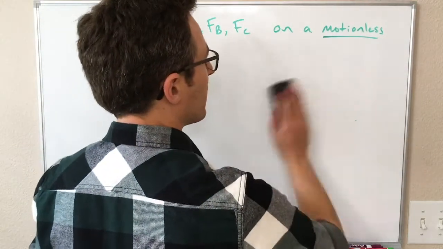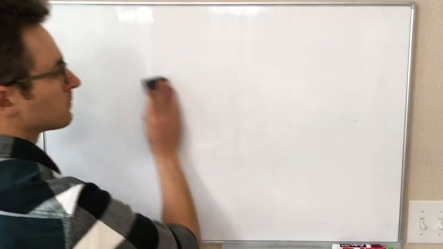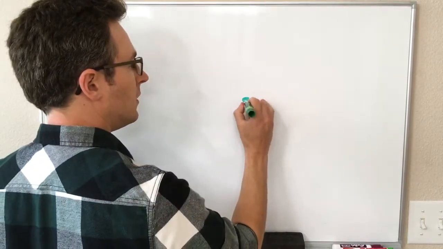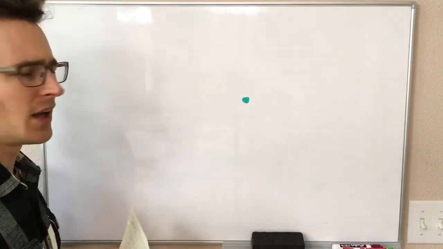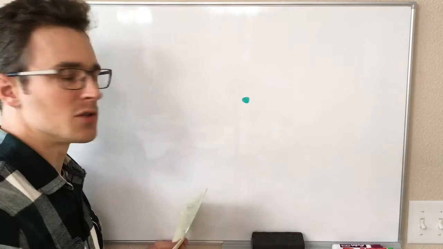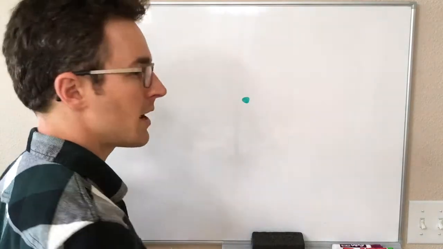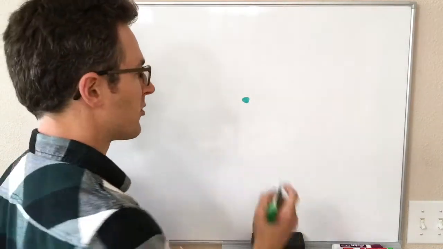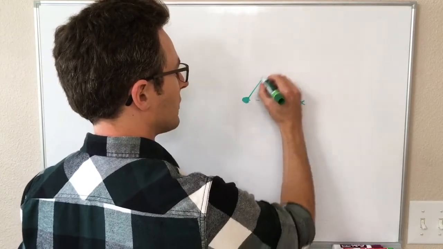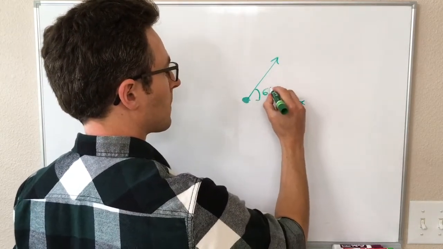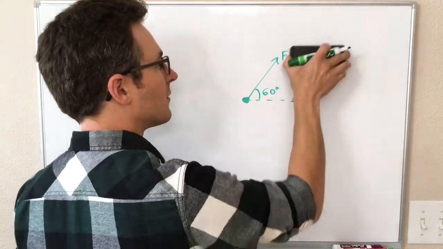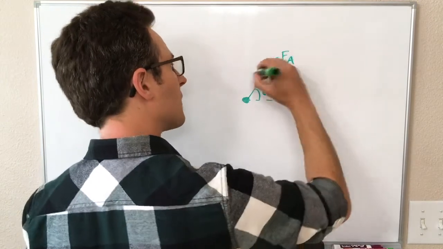So let's start with a free body diagram. So we draw our object as a dot. We draw our forces on the object, and here we're going to translate those words into a picture. So force A is 60 degrees above the plus x direction. So this is the plus x direction. So 60 degrees above that looks like this. And this is force A, which is 10 newtons.